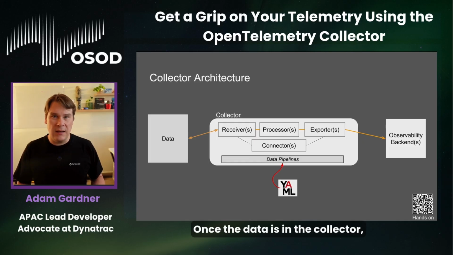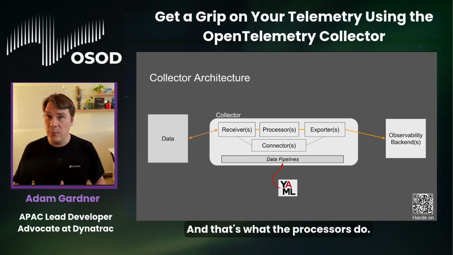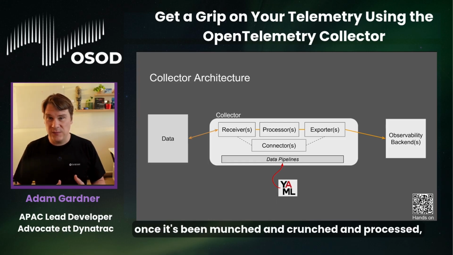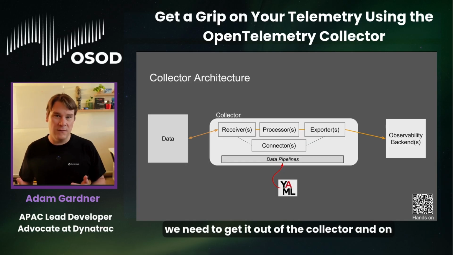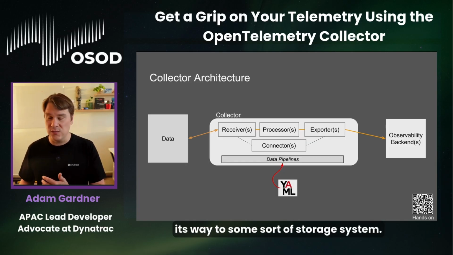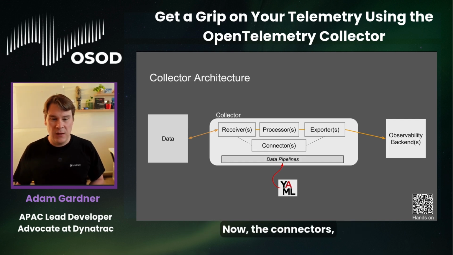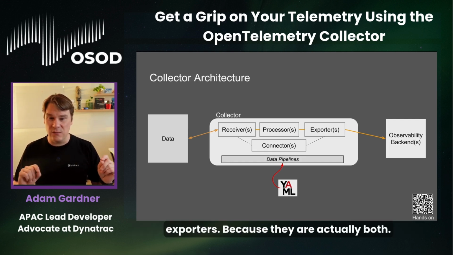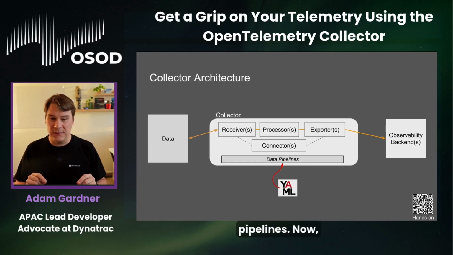Once the data is in the collector, we can process it in some way, shape, or form, and that's what the processors do. Then, of course, once it's been munched and crunched and processed, we need to get it out of the collector and on its way to some sort of storage system, and that's obviously the exporters. Now the connectors, I've got little dashed lines there between receivers and exporters because they are actually both. They connect different data pipelines.